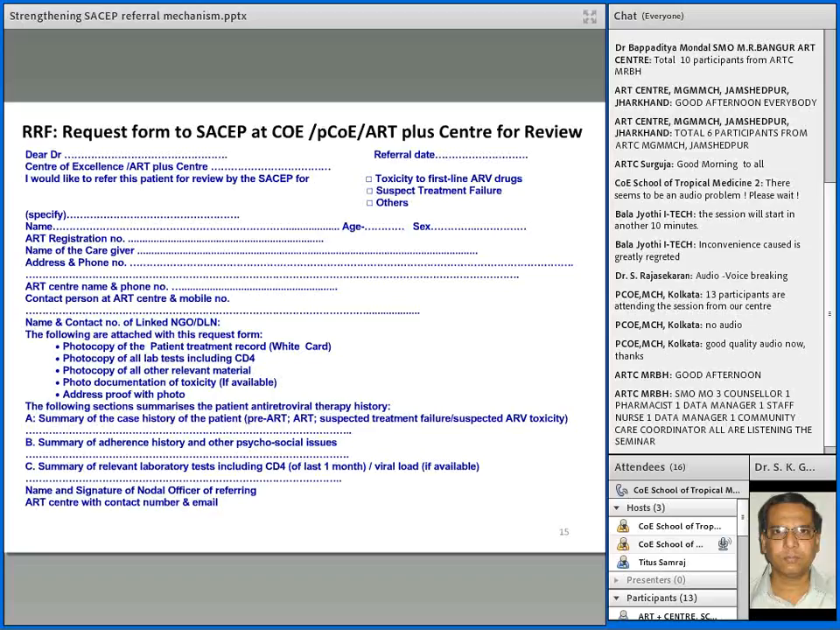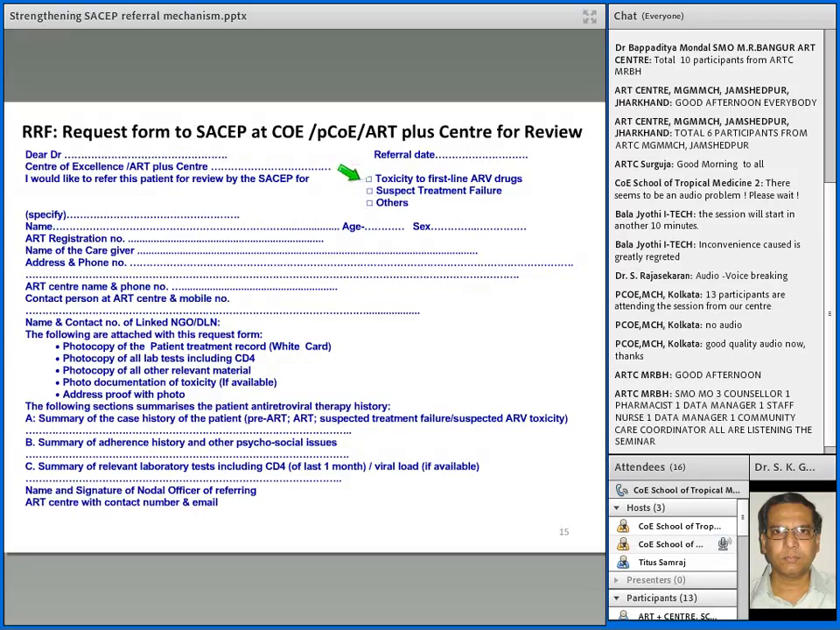The referral and reply form is the structured form developed by the National Virus Control Organization. This is the request form. I'm not going into the detail because all the ART MOs are familiar with this one, but I would like to draw your attention to one issue. If you are considering a case of NRTI intolerance where you are expecting a PI based regimen, do check the box on toxicity to first line ARV drugs.